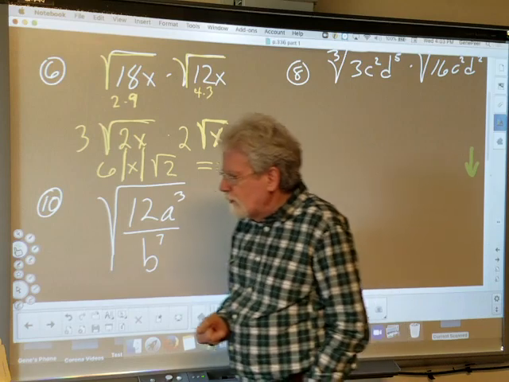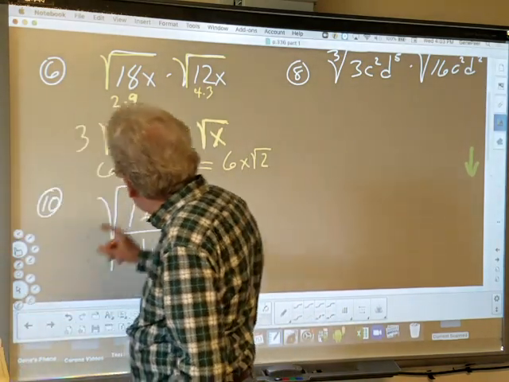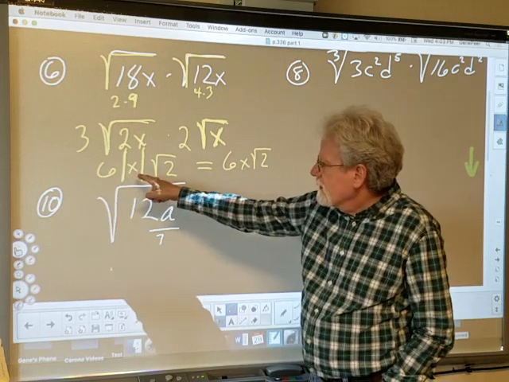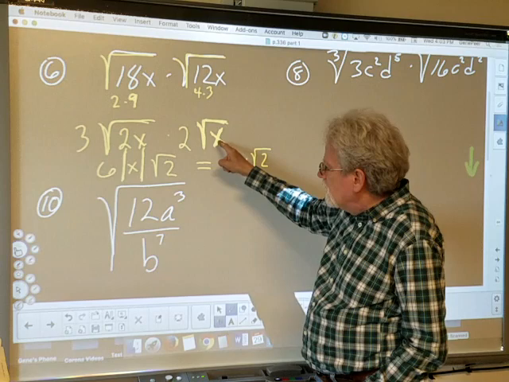I'm curious to see how the book expressed that answer. The book writers left it like this. Because it never occurred to them that x cannot be negative to begin with.